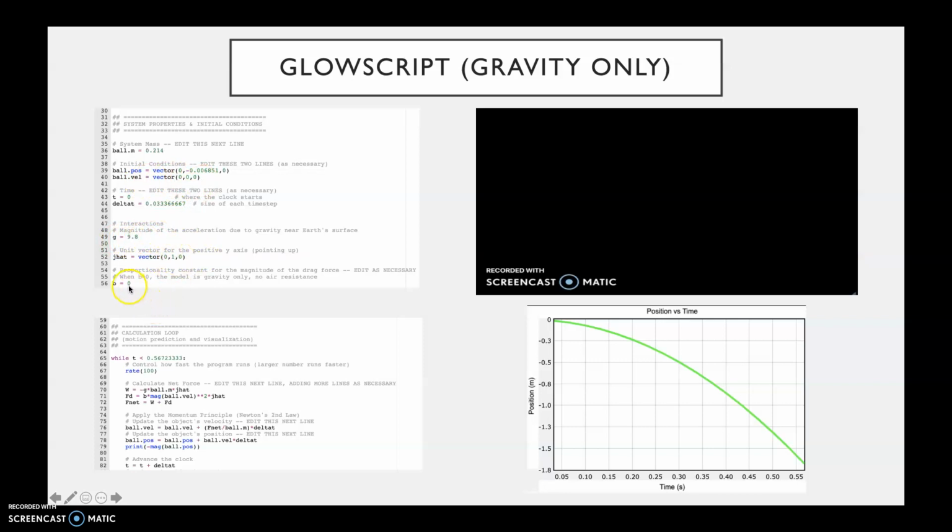For the gravity-only code, the proportionality constant was 0 as only gravity was acting on the object. You can see the net force calculations here, where the weight force is calculated here and the drag force is calculated here. For the gravity-only code, the drag force will be 0 as the proportionality constant is 0. You can see the velocity update formula here and the position update formula here. And here's the model for the gravity-only code, and here's the graph that was outputted.